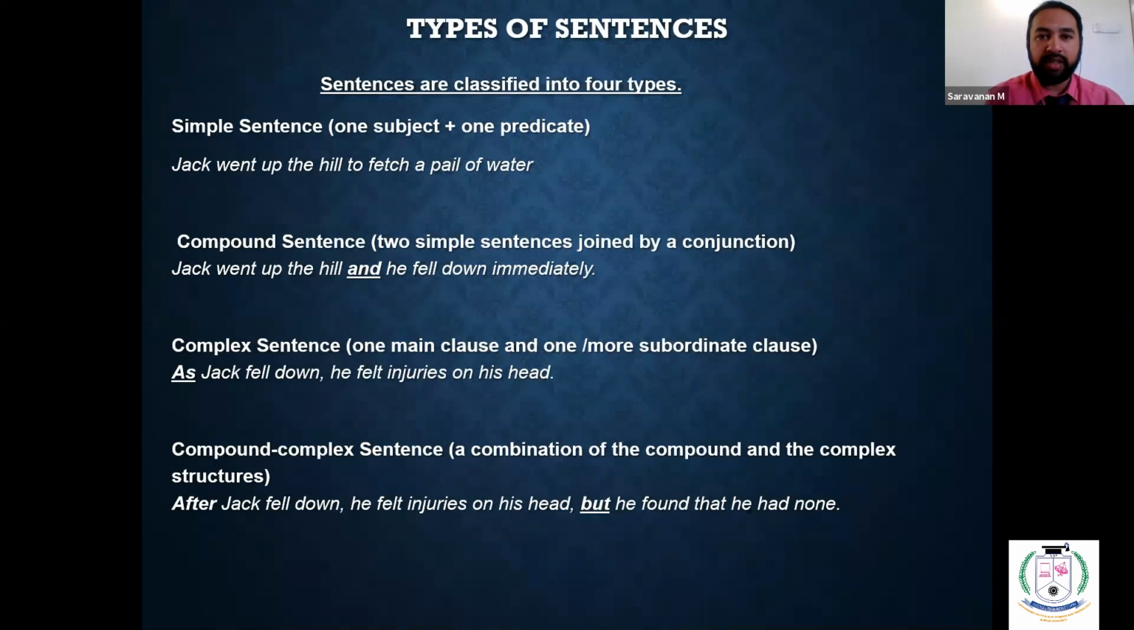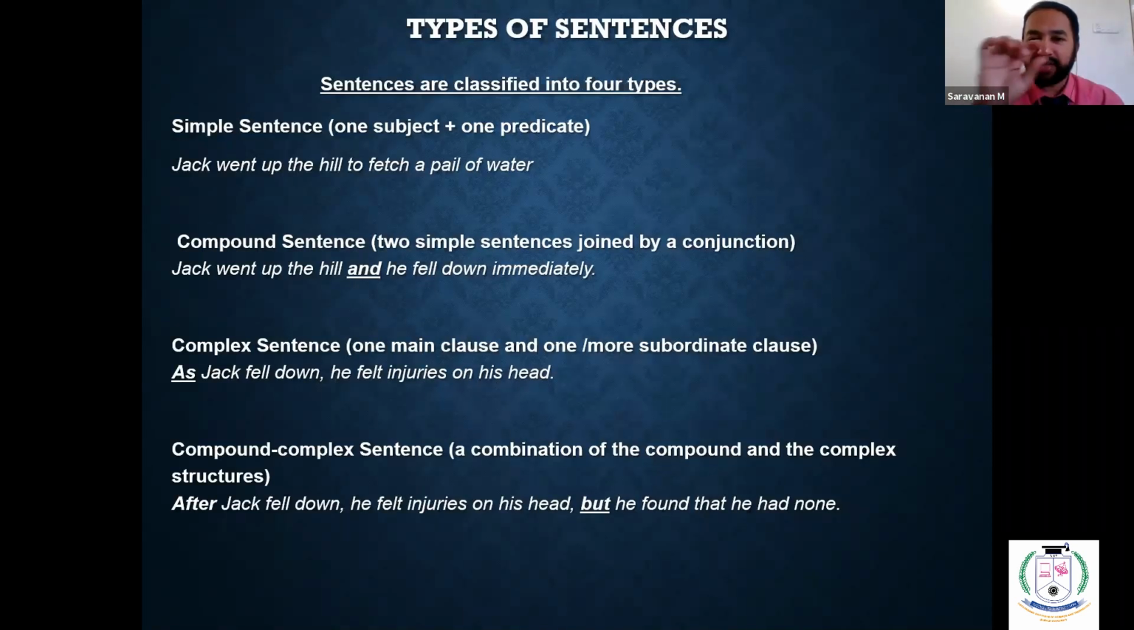Now we'll move on. That is the types of sentences. Of course, you people have been studying this right from your school, but even if it is a repetition, still people are unable to understand this one. So that is why, even though we have done this in our class, once again we will repeat it. My dear friends, you have simple sentence, compound sentence, complex sentence, and compound complex sentence. Simple sentence is something where you have one subject and a predicate.